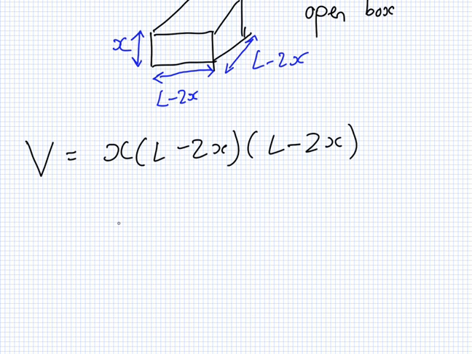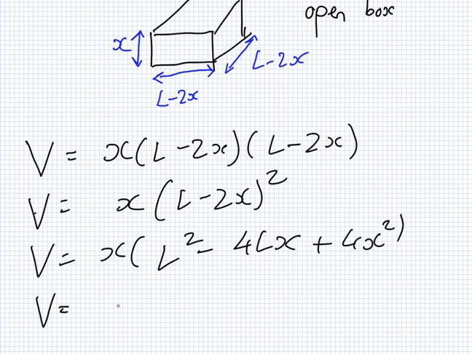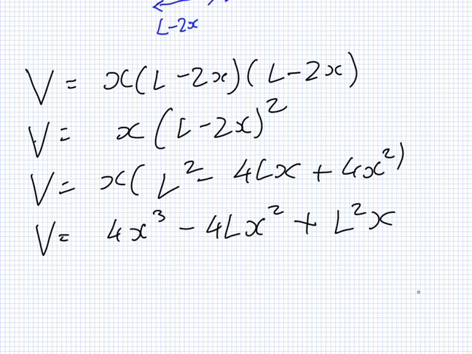So let's multiply this. V equals X, L minus 2X squared. V equals X multiply L squared minus 4LX plus 4X squared. So V equals 4X cubed minus 4LX squared plus L squared X. I want to make the volume maximum, so what should I do next? We find the first derivative.